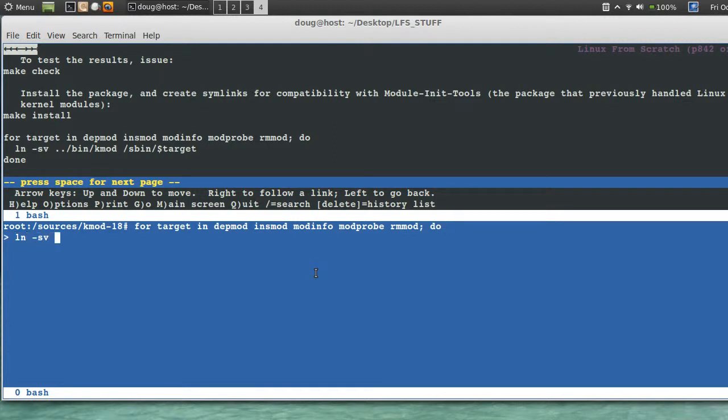ln -sfv ../bin/kmod /sbin/$target. See, this is wrong. One up is in our sources directory. If you go two up, then you can hit bin. If you guys run into a problem like this, go tell the LFS team so they can fix this stuff in the book, because it's not right. It's definitely not right. Done.